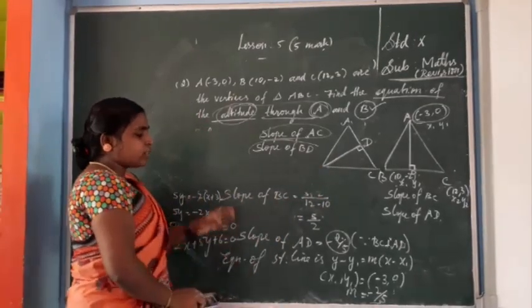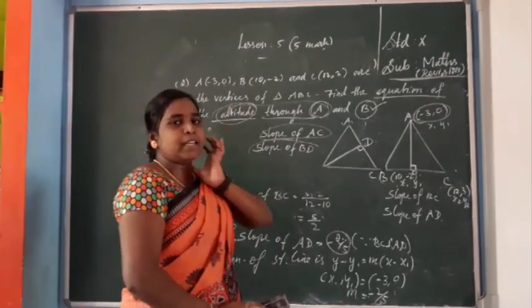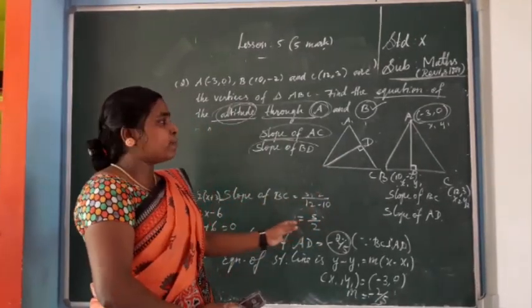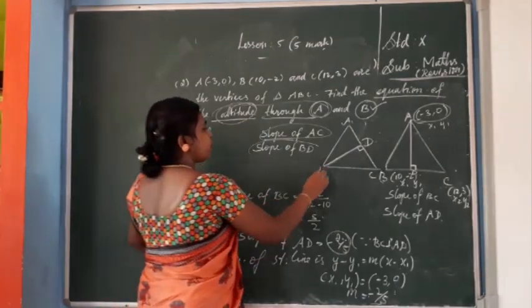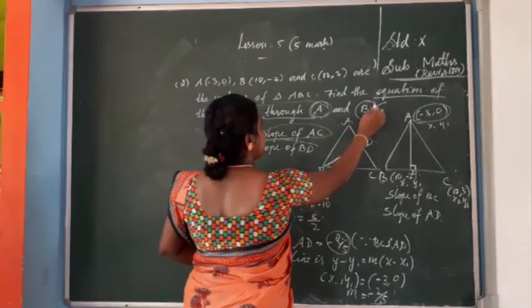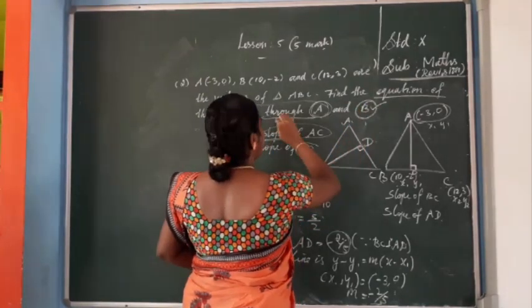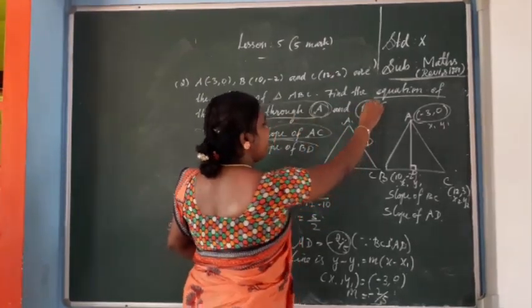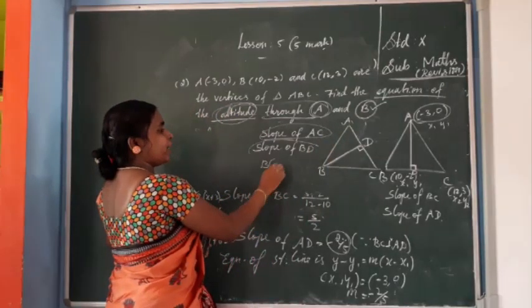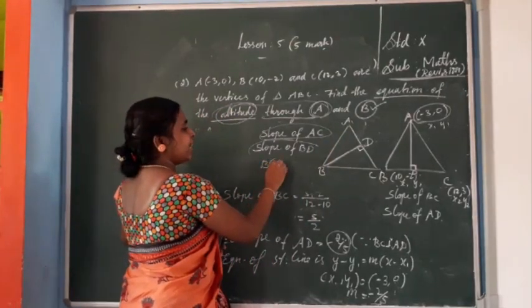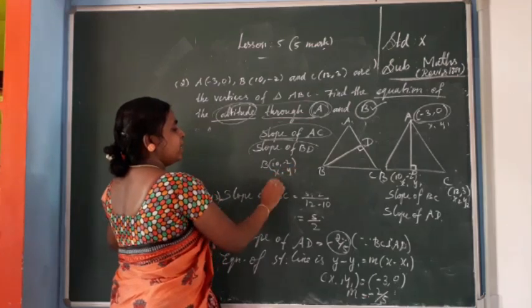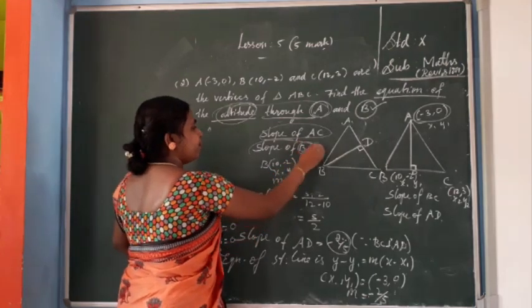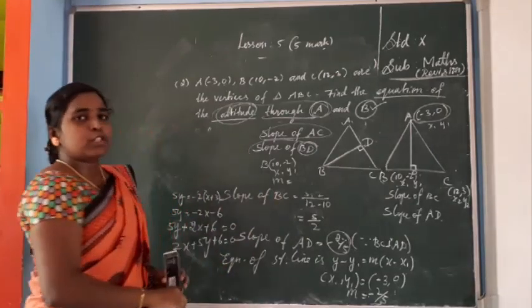Next equation, same formula. y minus y1 equal to m into x minus x1. But here the point is different. In your question they have mentioned through the vertex B. So B is x1 y1. Don't forget, B is the x1 y1. This point is the x1 y1. m means slope of BD. Okay, so m means slope of BD.